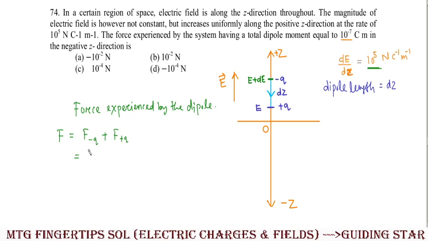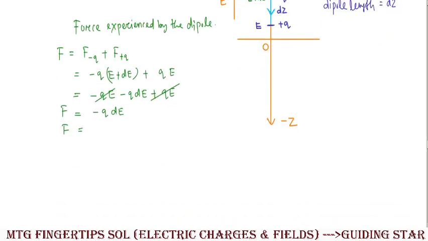So force experienced by the negative charge where electric field is E plus dE, नेगेटिव चार्ज वहाँ पे फील्ड कितना है, so minus q into E plus dE, and force experienced by the positive charge that will be q into E. Clear, so it will be minus q into E minus q into dE plus q into E. So this qE got cancelled, so the net force how much we are getting, F net we are getting minus q into dE. So right now what we'll do next, we'll just multiply and divide by dz.